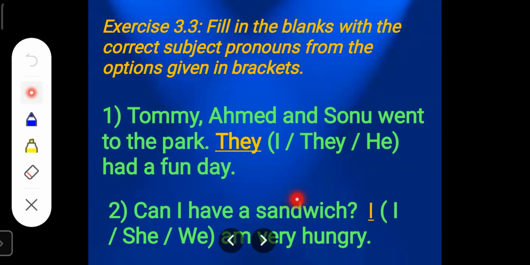Next is, can I have a sandwich? Options given are I, she, and we. I am very hungry. I just now said when we are talking about ourselves, we use the subject pronoun I. So we will select the subject pronoun I and we will write in the blank I.